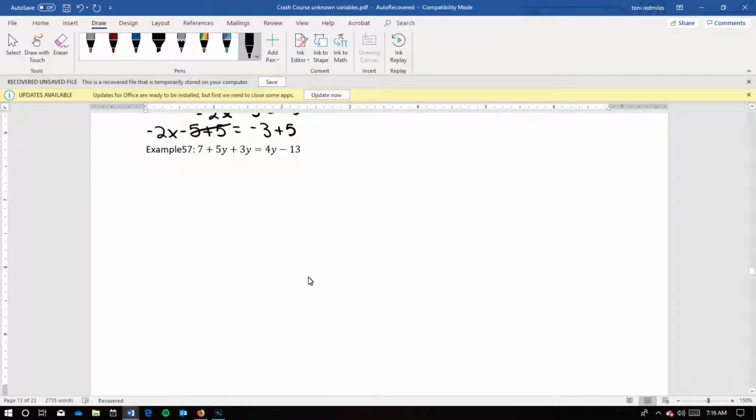So bring that to the next page. All right, let's bring all of our y's over. So I have a 5y, a 3y. If I bring this over, it's going to become a negative 4y. I'm going to combine all this. I'm going to do it quicker this time. I'm going to do it all in one step. So 5y plus 3y is 8y minus 4y gives me 4y. And it's a positive.